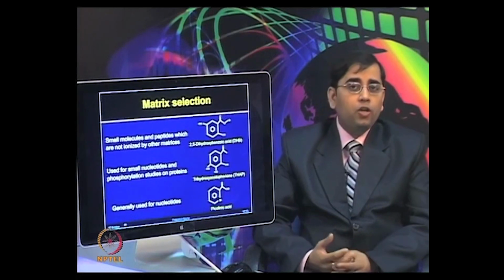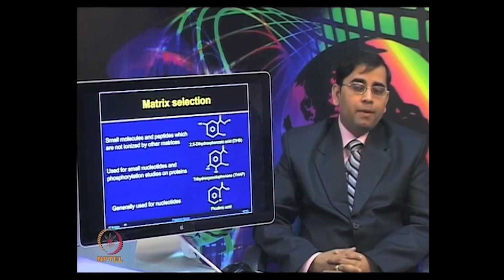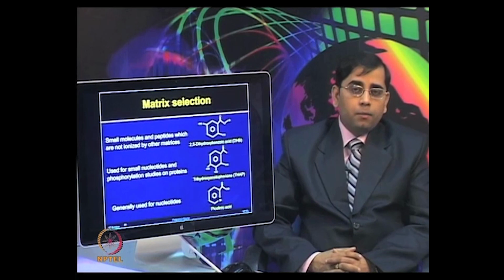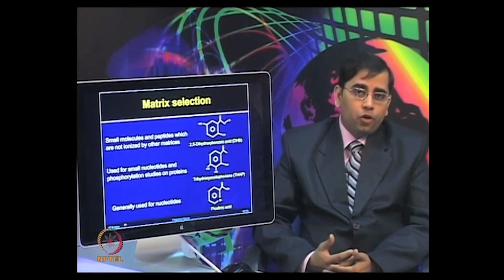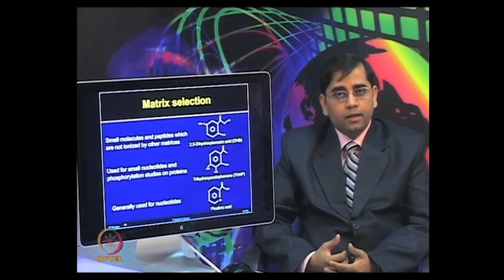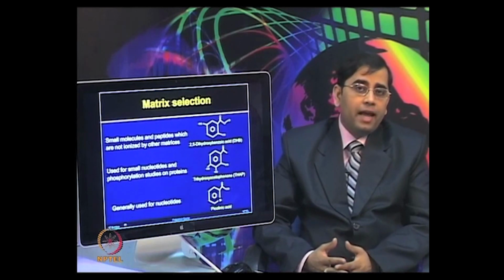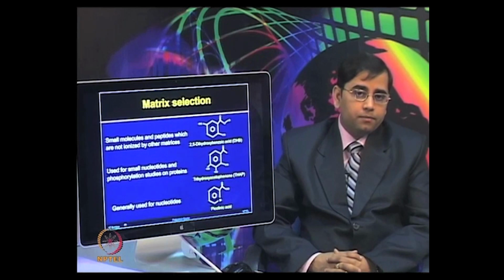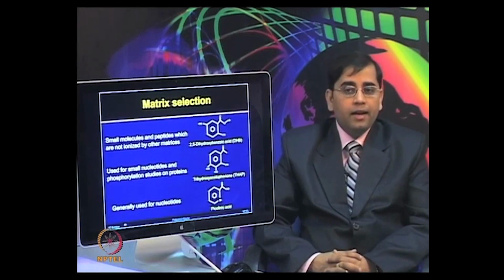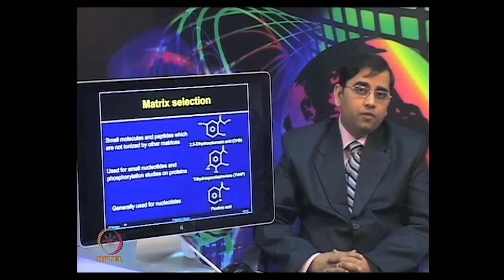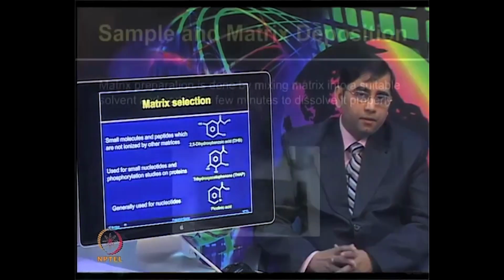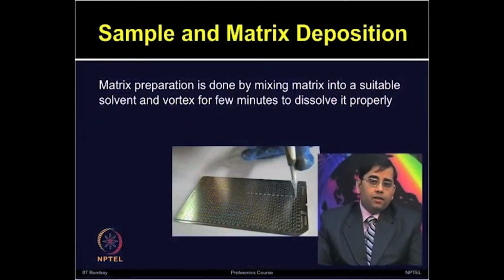So, these are only a few representative matrices. As you can see, there are many options available for selecting the matrix depending on the molecular weight and the type of application. But regardless, these matrices absorb energy from the laser source and convert both matrix and analyte into the gaseous phase. Matrix can also ionize analyte molecules by providing energy which comes from the laser bombardment. Now, once you have selected a matrix, it can be prepared by mixing it into a suitable solvent and vortexing it for a few minutes, so that it can dissolve properly.